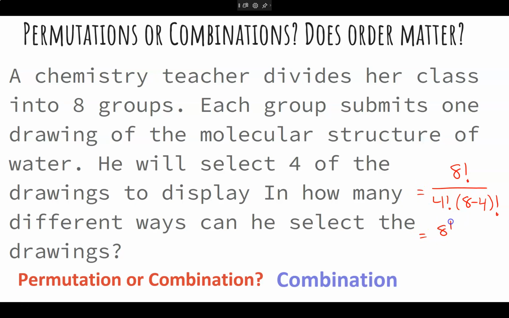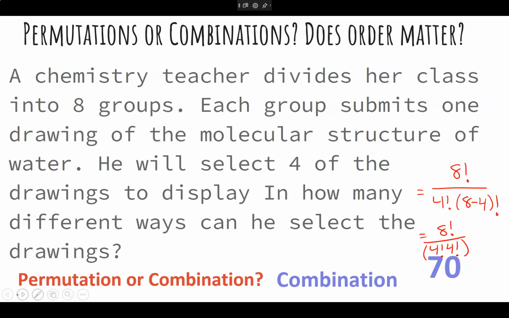What you got, Trey? Try again. So type it in. Looking like this: 8 factorial over 4 factorial times 4 factorial. 70? Do we agree? I agree. Yes, 70 different ways you could pick those 4 drawings.